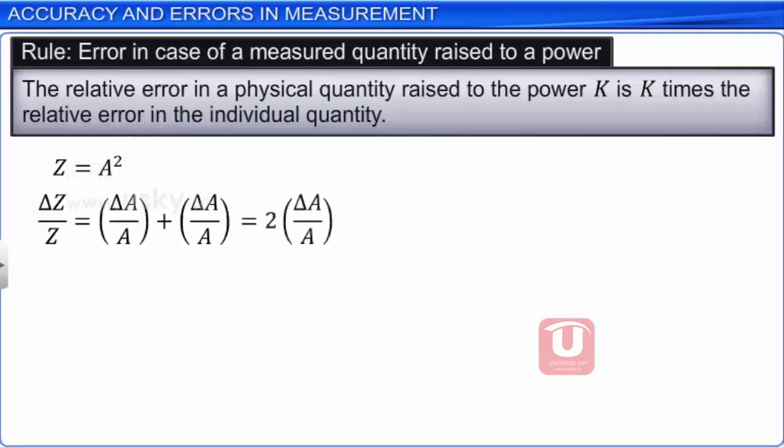In general, if Z = A^p × B^q / C^r, then ΔZ/Z = p × ΔA/A + q × ΔB/B + r × ΔC/C.